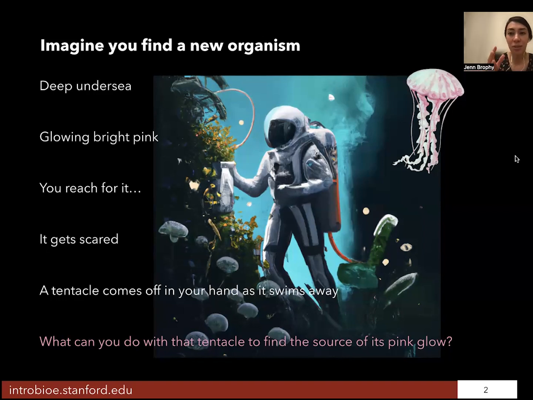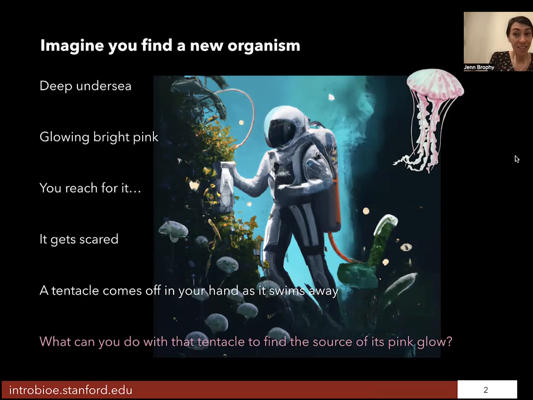And so you reach out towards it and you touch it. But as you touch it, it gets scared and it drops one of its tentacles and swims away quickly. Sort of the same way that a lizard might drop its tail when you grab it. It knows that if it releases whatever got your attention, then maybe it can get away faster.